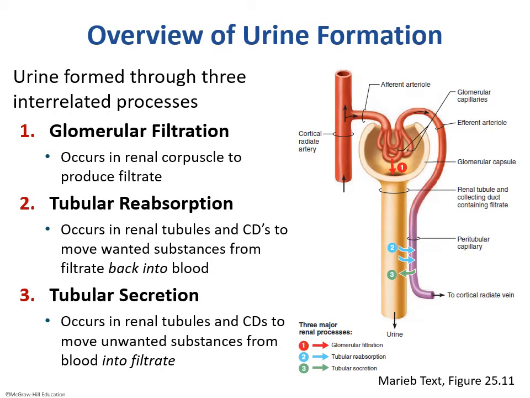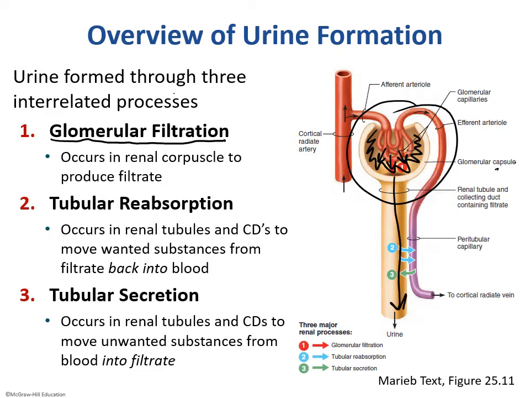Like I just said, there are 3 different processes that we go through in order to form urine. The first process, and all we're talking about in this video, is glomerular filtration. This occurs in the renal corpuscle. We filter substances out of the glomerular capillaries, and they get contained in the capsular space. That fluid is then called filtrate.